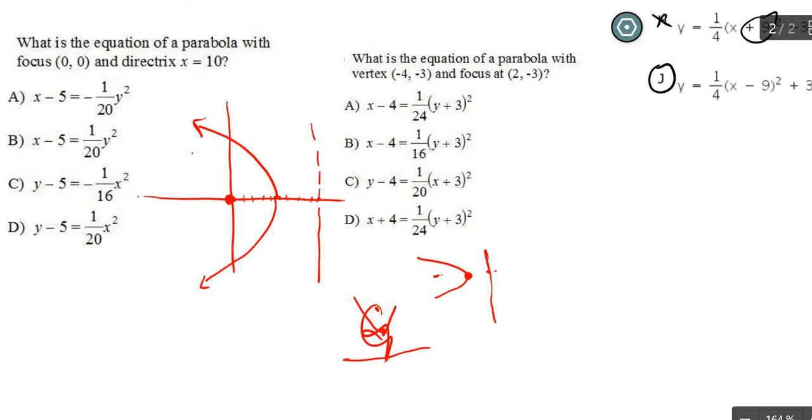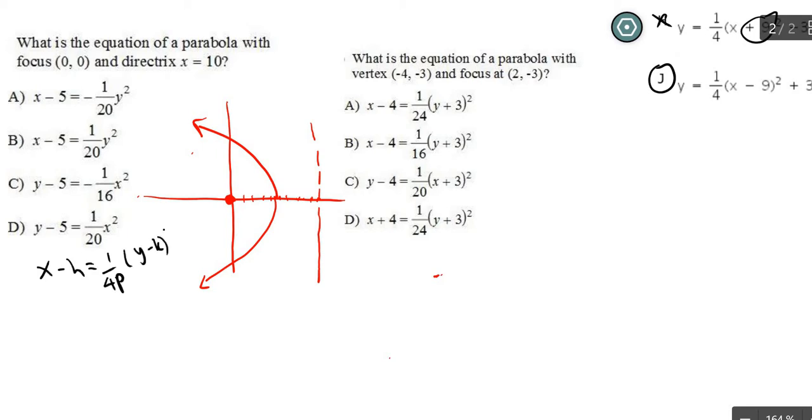All right, let's do elimination process. We know that this is a horizontal parabola, so our equation will start with x minus h. Let's remove all of these distractions. So our parabola will be x minus h equals 1 over 4p times y minus k squared. Because it's facing the left, it's going to have a negative in the front, negative 1 over 4p.